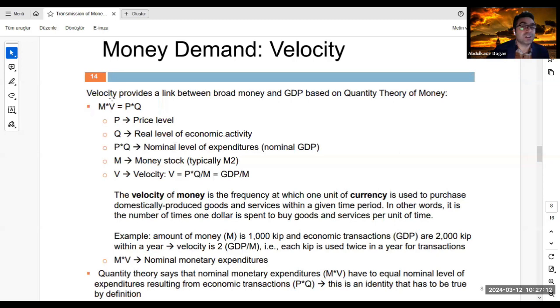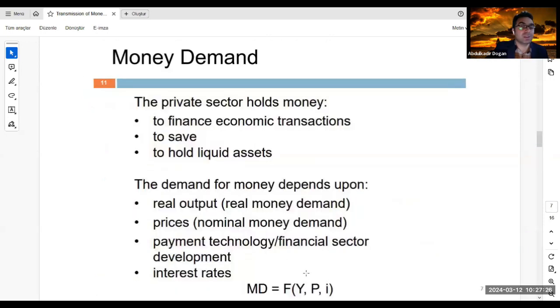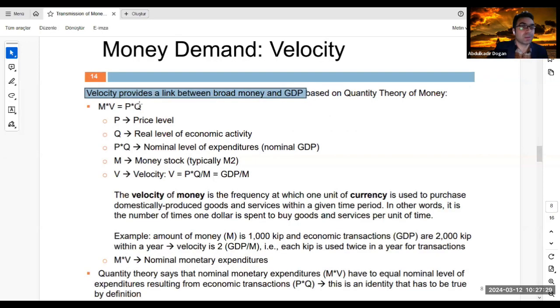And this is generally calculated by, please look at this sentence, quantity theory of money. Velocity provides a link between broad money and the GDP. Broad money is money, and the GDP is here the Q. Here it was Y, but now it is Q. If I write the quantity theory of money, it is calculated as money times velocity. M is money supply. Velocity is how many times the money changes hands.